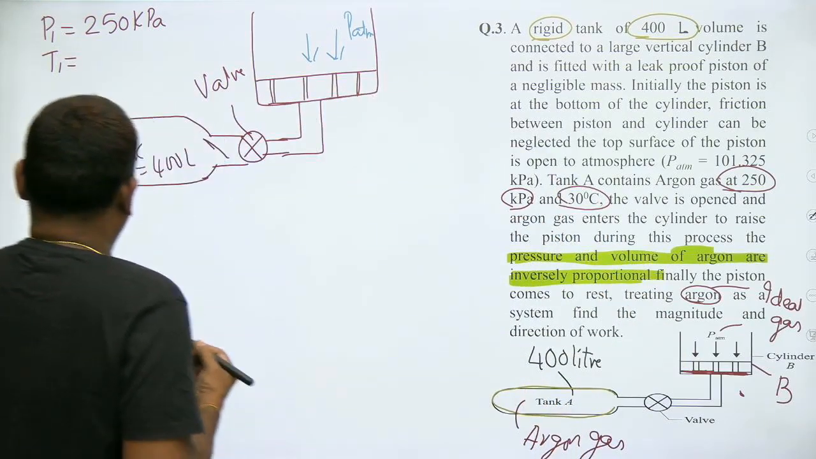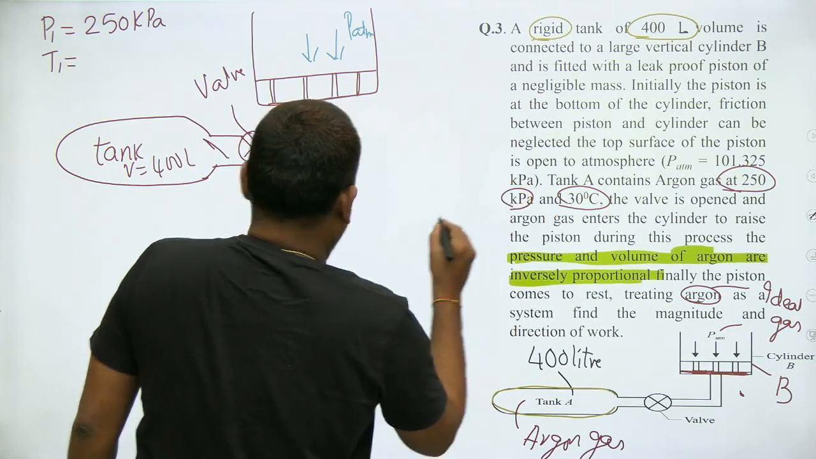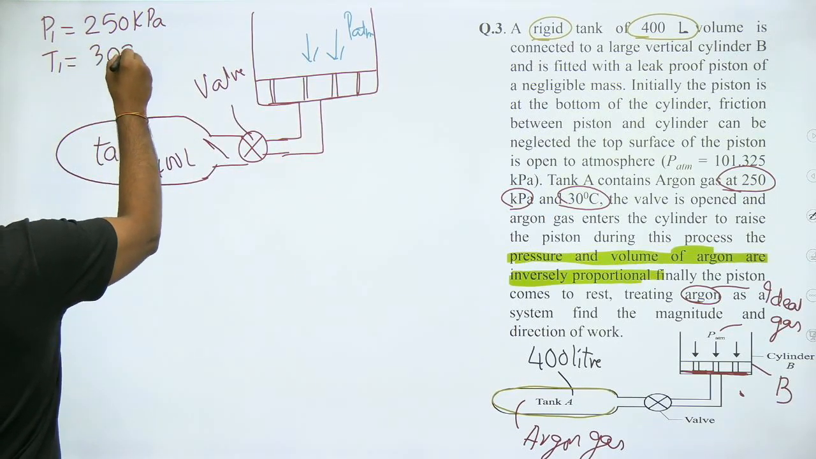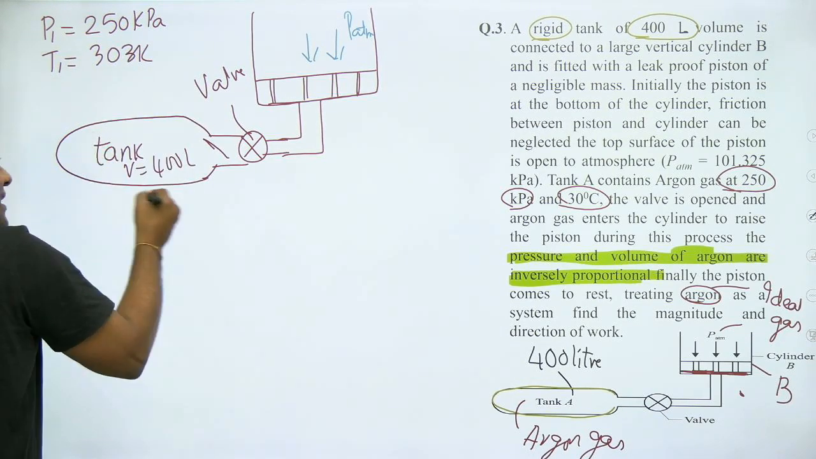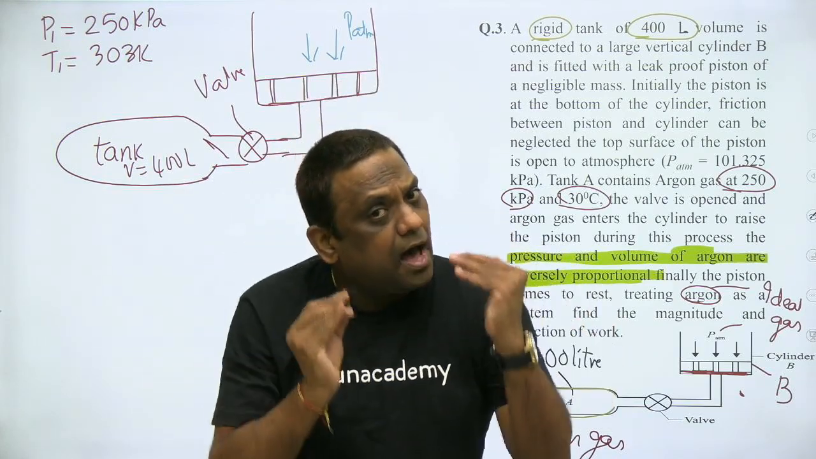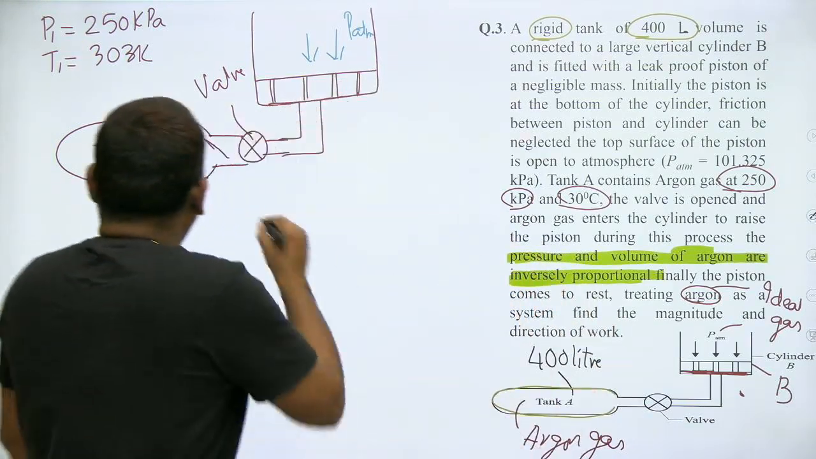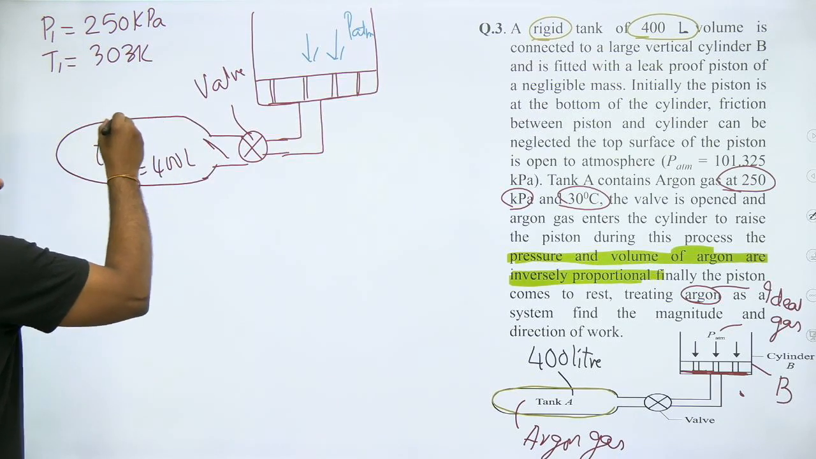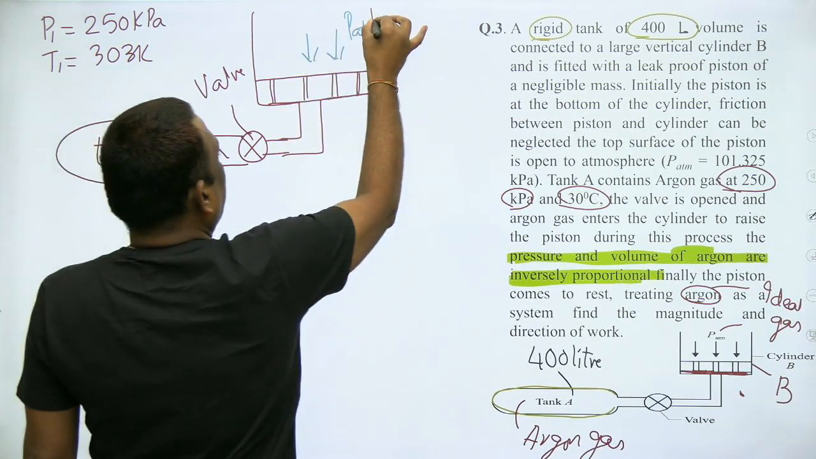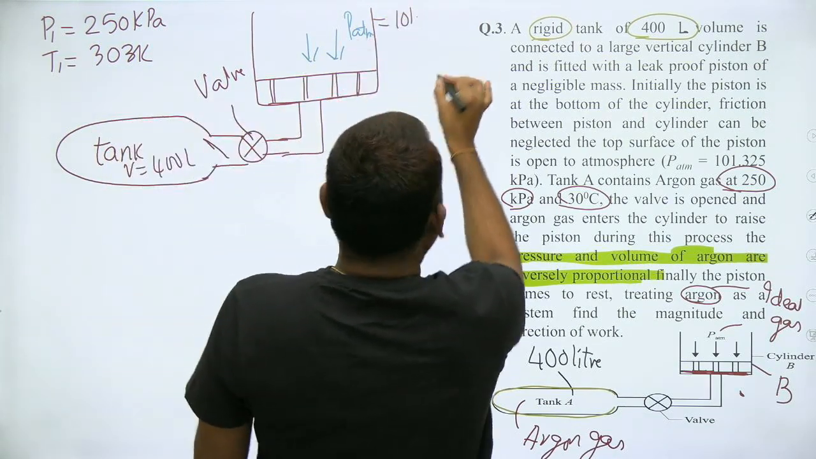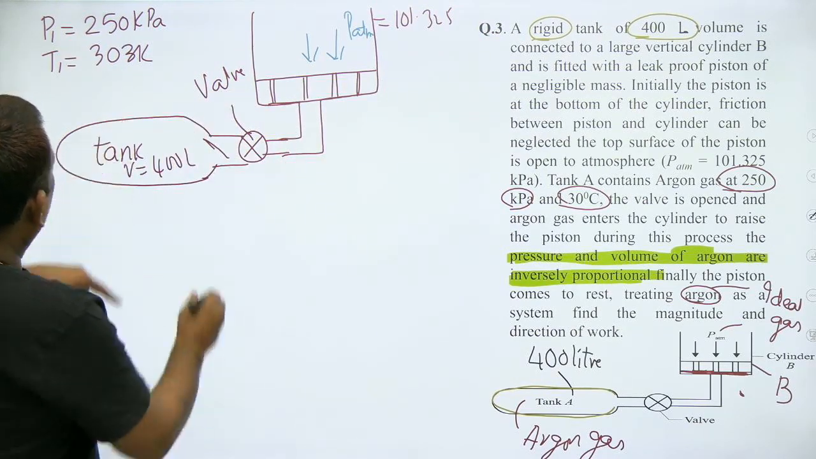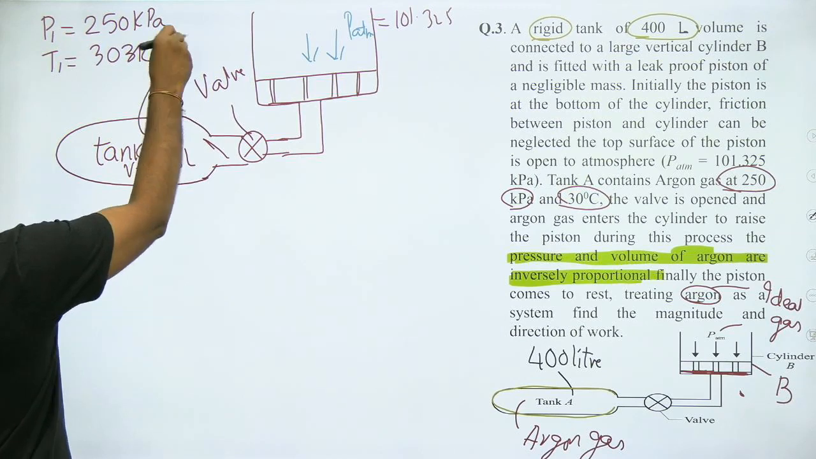Okay, chalo koi baat nahi. Now, what is the temperature given? 30. Convert it into Kelvin: 273 plus 30, it is 303 Kelvin. Please note down that these are the initial conditions of argon in a rigid tank. The meaning of this rigid tank is that there is no change in the volume of the tank. And what is the pressure here? 101 point something. Kitna diya? 3 to 5. Thoda carefully, use common sense. What is the pressure of this gas? Oh my god, it is 250.